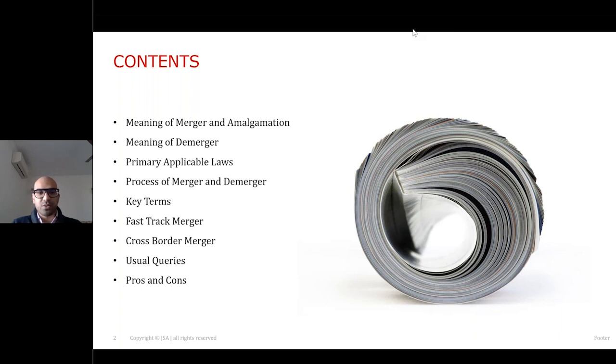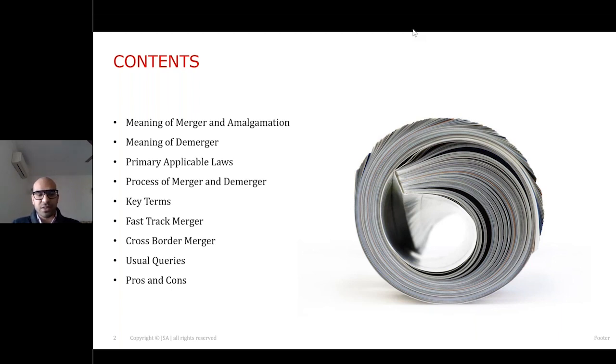So first, we are going to discuss what is the meaning of merger and amalgamation. The previous speaker, Shraddha, actually touched upon this. What is the meaning of merger and amalgamation and demerger? So I'll be taking a difference of what is the real difference between merger and amalgamation.